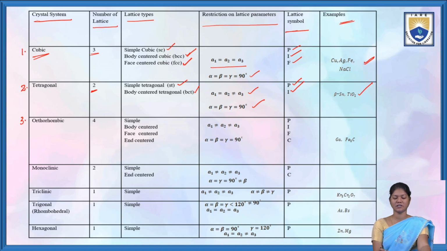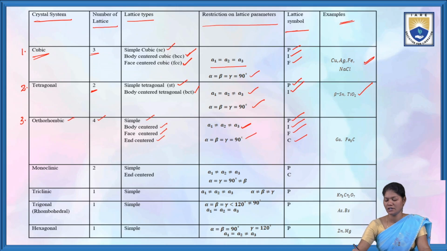Next, coming to the third crystal system, orthorhombic. Orthorhombic gives 4 types of space lattices: simple orthorhombic, body-centered orthorhombic, face-centered orthorhombic, and end-centered orthorhombic. End-centered orthorhombic is nothing but base-centered orthorhombic. Here, the dimensions A1 is not equal to A2 is not equal to A3. That is, all the dimensions are different in this crystal system. And the interfacial angles alpha is equal to beta is equal to gamma, that is equal to 90 degrees. Here, primitive lattice, body centered lattice, face centered lattice, and this one is base centered lattice or end centered lattice.